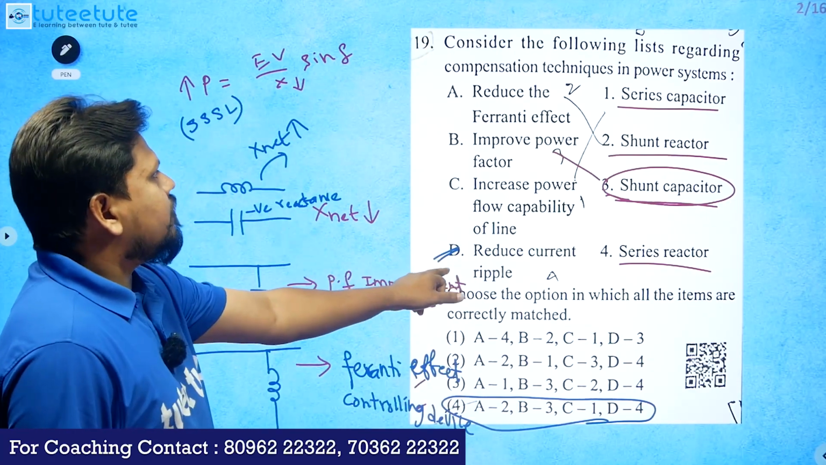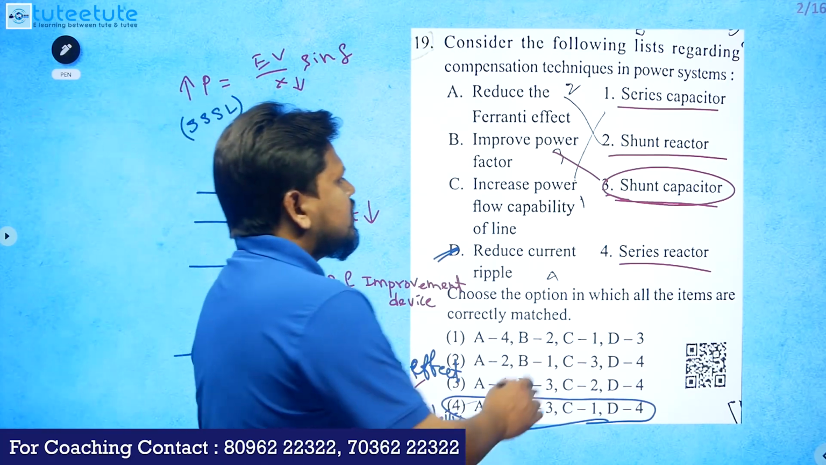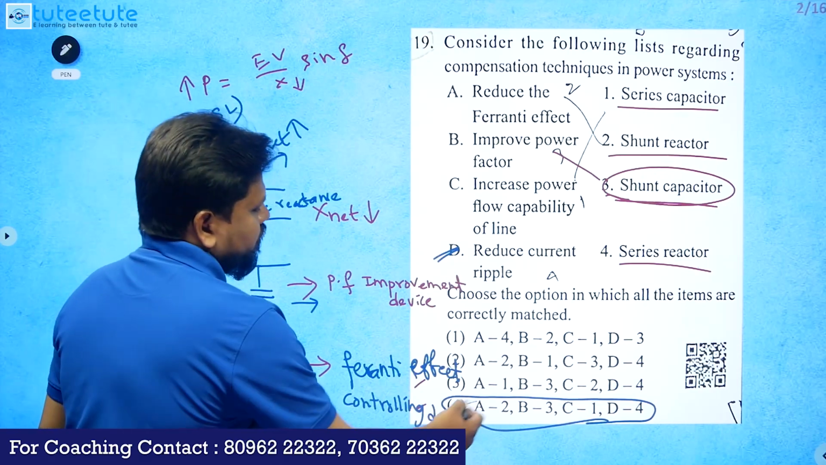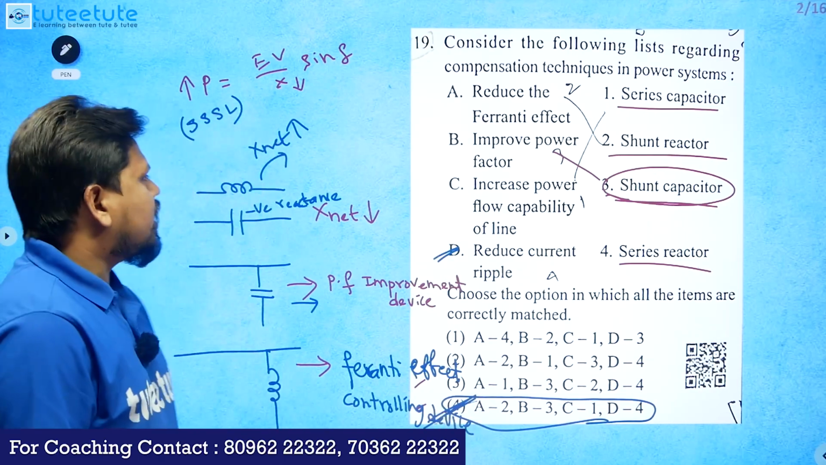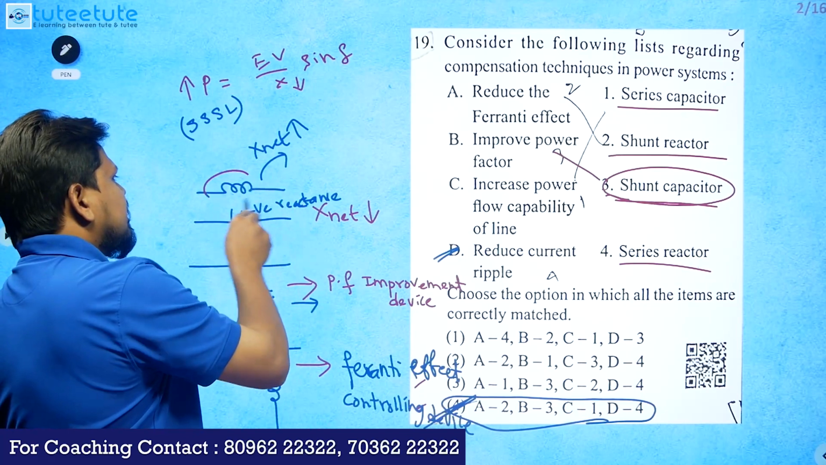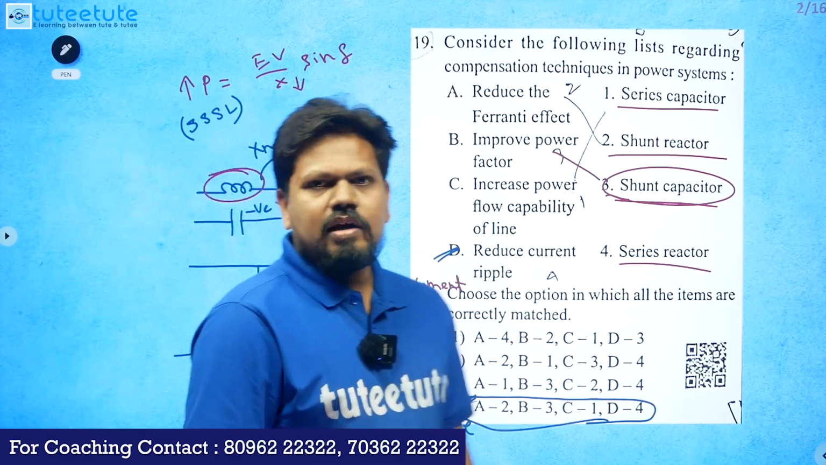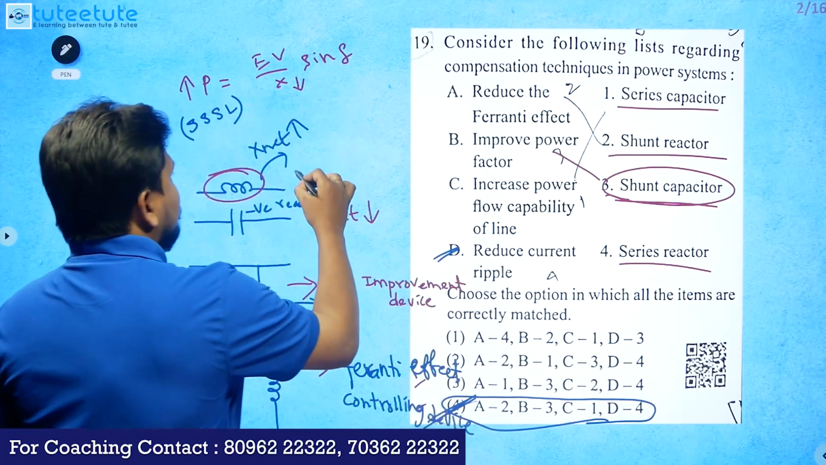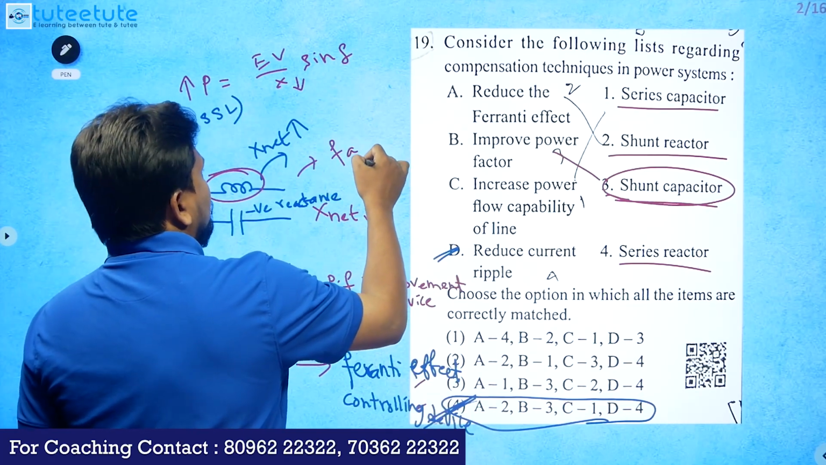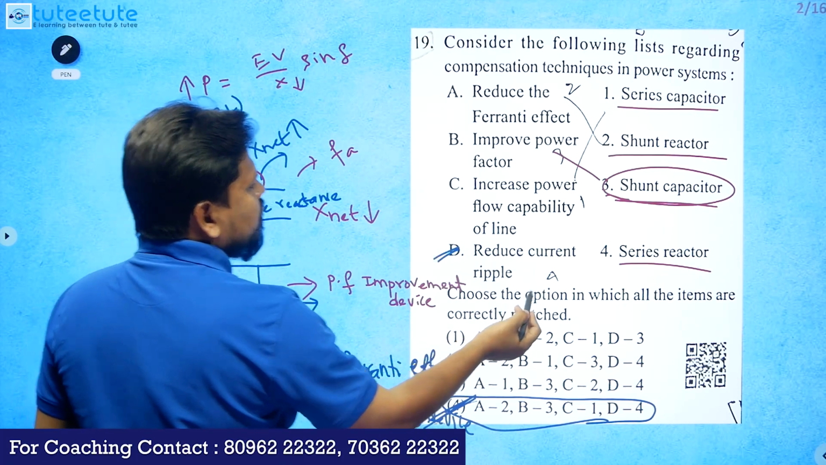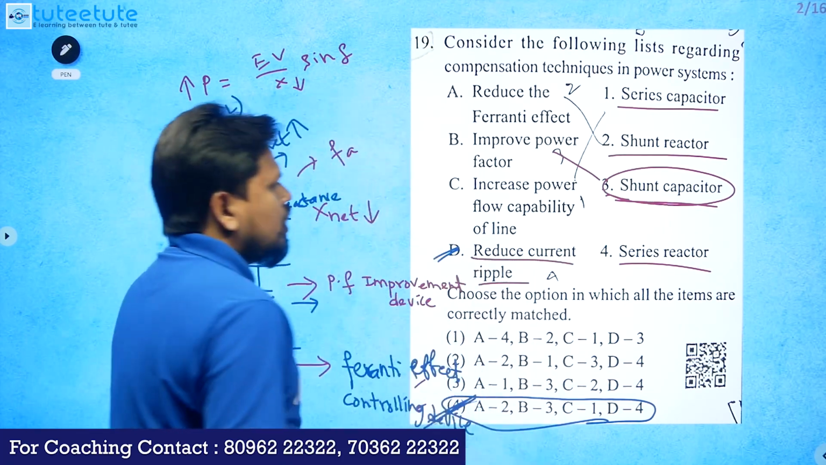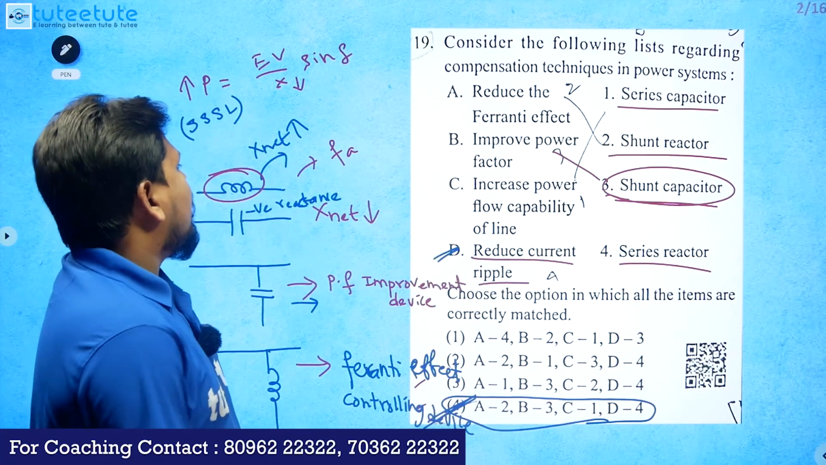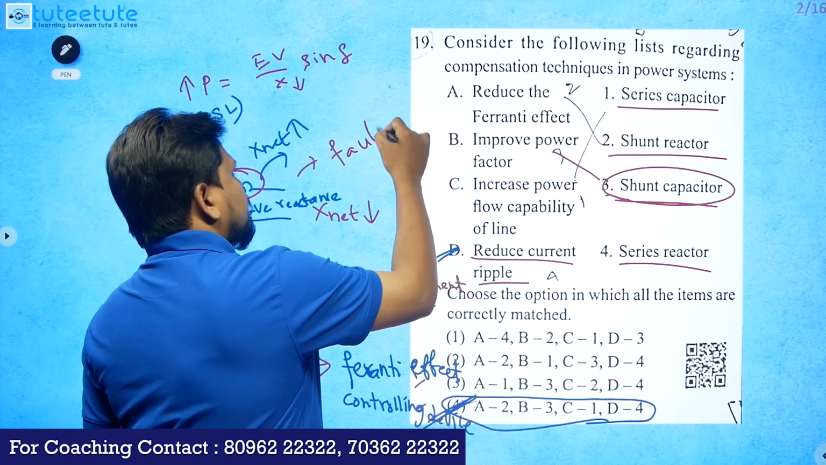So what is the option? D, series reactor, D4 it is. So the answer for this one is 4. Not only for that, we can also use the series reactor as a fault current limiting device. This is also one of the important questions. Instead of giving the option as reduces current ripple, they can give this one: fault current limiting device.